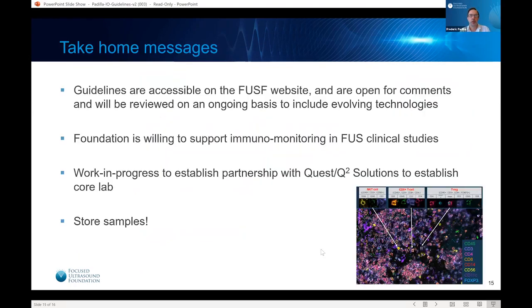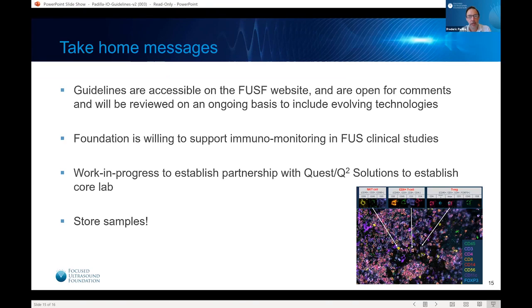So in terms of summary, these guidelines are on our website. This is a document that is evolving to take into account all your comments. So these documents are open for comments, and to take into account the evolving technologies, for example, this kind of multiplex imaging that we can now perform. The foundation is really willing to support immunomonitoring in first clinical studies. So we like to really emphasize this point. So please contact us if you have clinical studies in the pipeline.